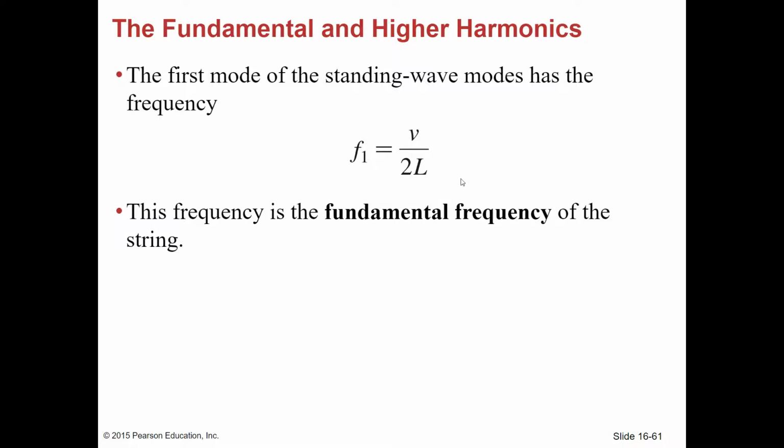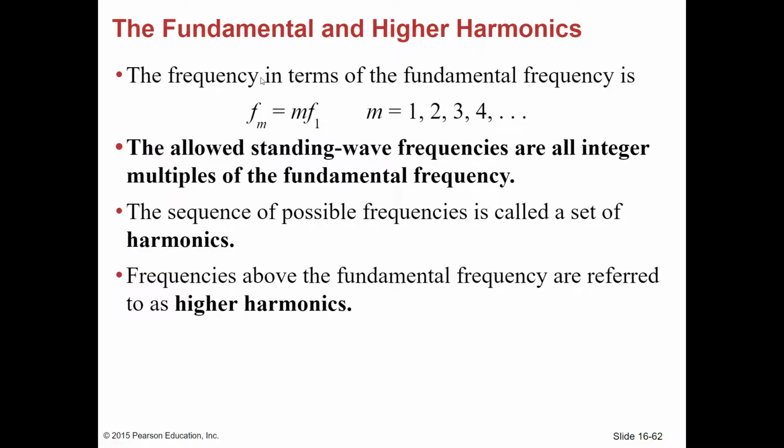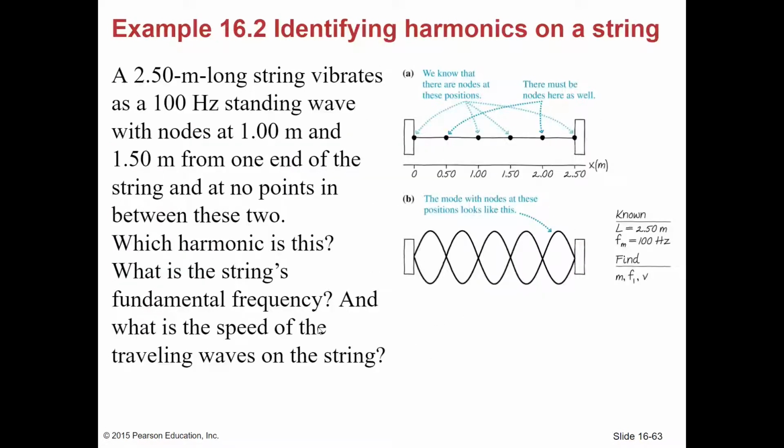So if we find the fundamental frequency, then all of the other frequencies, no matter what mode we're talking about, are just multiples. So just 2 times that initial frequency, or 3 times that frequency, or 4, 16 times that initial frequency. The point is, we need that base frequency. We need this one. They're all integer multiples of the fundamental frequency. So the sequence of possible frequencies is called a set of harmonics. And if you're above m equals 1, then they're called the higher harmonics. So all of them would be the harmonics. The ones above 1 are the higher harmonics.